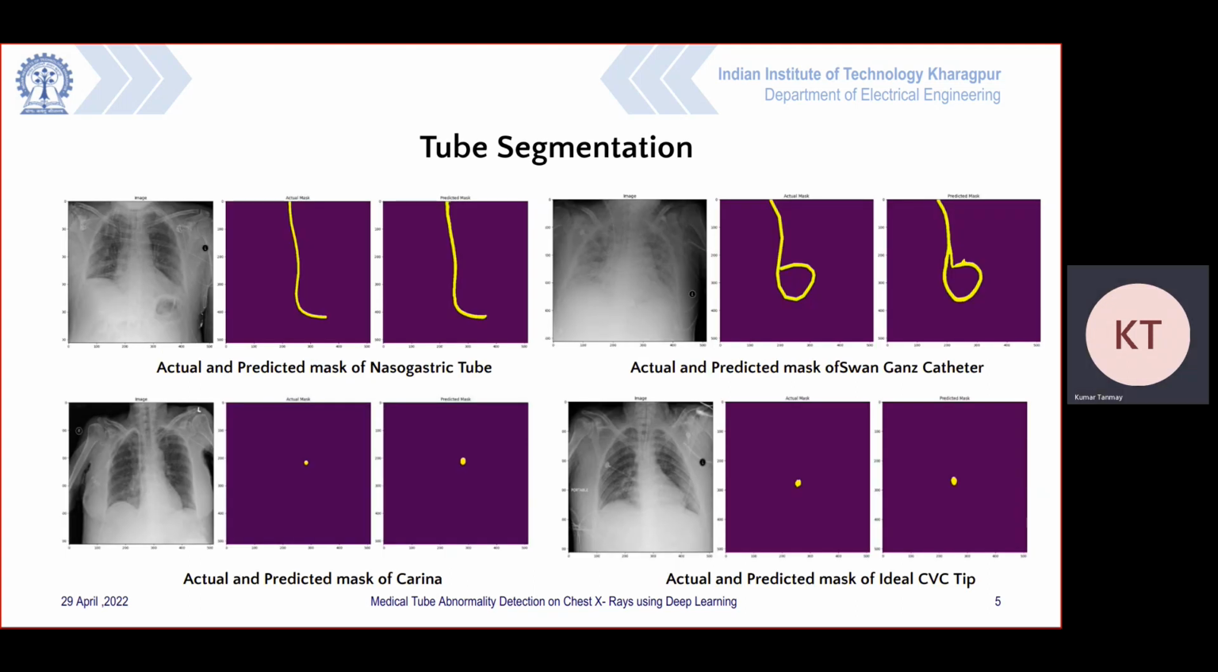These are some of the results of the segmentation models trained by us. These figures show the image of the chest X-ray, the actual and the predicted mask of the tube, tip, or anatomical regions. The average intersection over union score for tubes lies between 0.6 to 0.85. For large anatomical regions it is above 0.8, and for small regions between 0.1 to 0.5. These segmentations will now be used for the final task of tube abnormality detection.